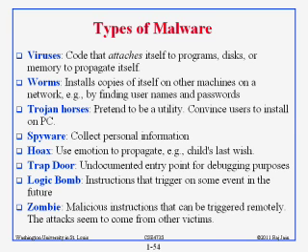So first is the virus. What is a virus? A virus is code that attaches itself to programs, disk, or memory to propagate itself. So the virus is defined by how it propagates. It can attach to a disk, and when you put the disk in the next computer, it can appear there. It can attach to a program. When you run the program on the next computer, it can appear there, or it can be in memory.